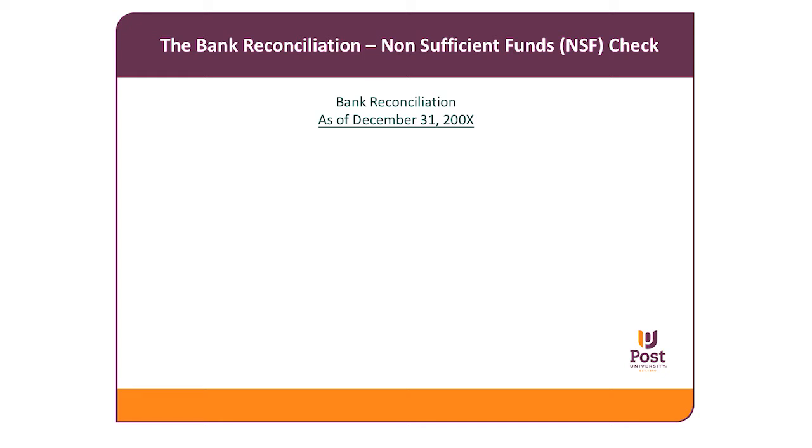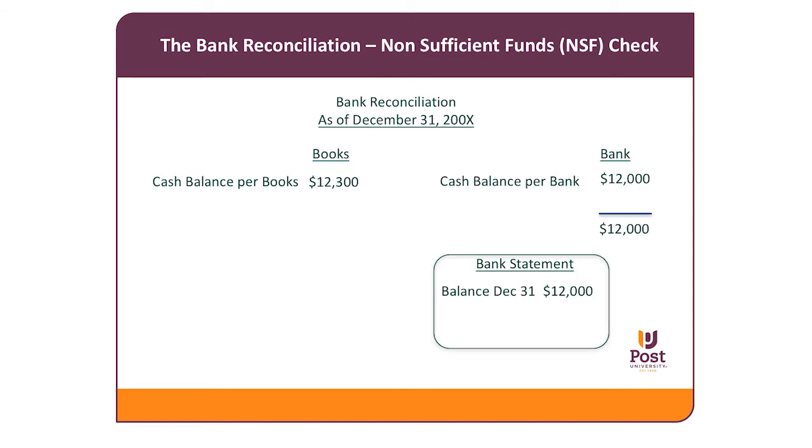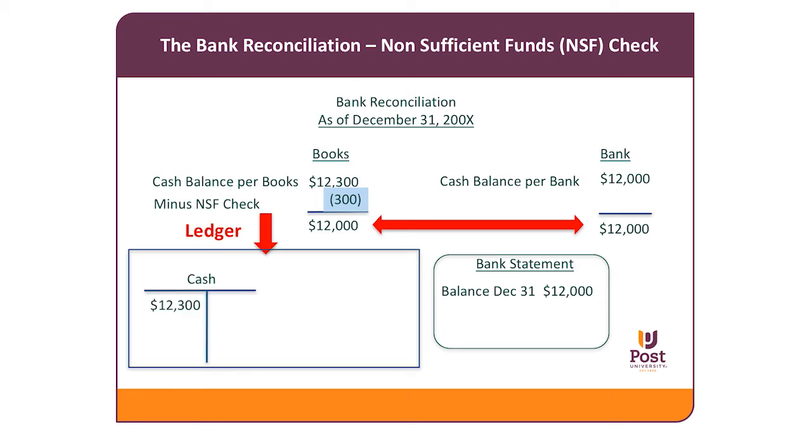In this example, the books are $12,300 and the bank is $12,000. On the bank reconciliation, you must show the NSF check as a minus to cash. Now we are in balance. $12,000 equals $12,000. You must also make a debit-credit accounting entry. Therefore, you must reinstate the $300 as a receivable with a debit to accounts receivable as the customer still owes you the $300.